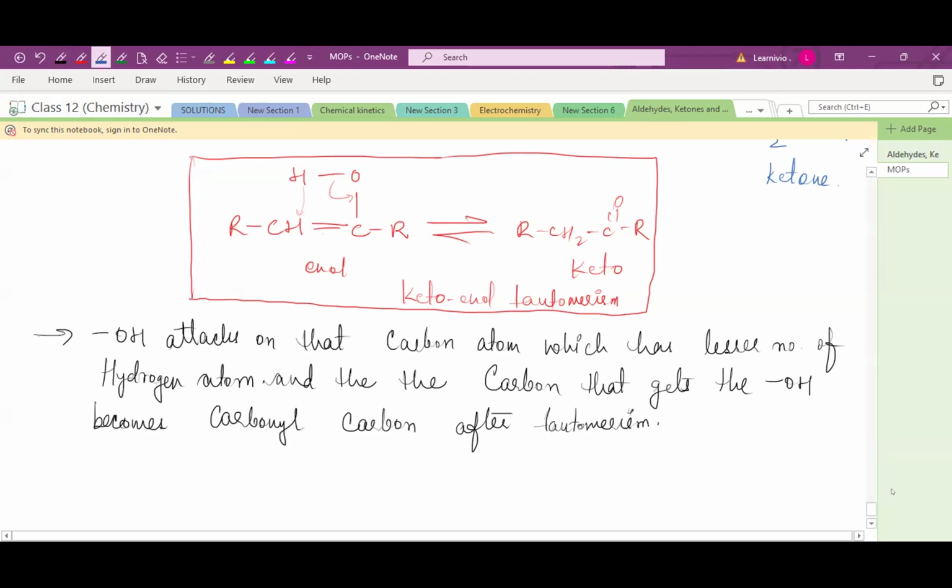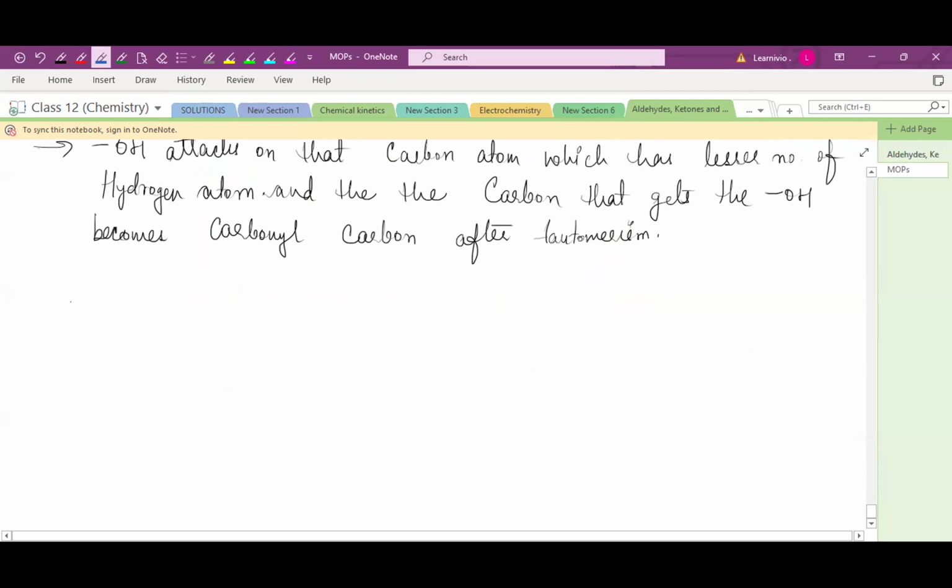Let's do some questions. Suppose we have an unsymmetrical alkyne, CH3, C, triple bond CH. And you are doing the hydration with H2O in the presence of Hg2+. Basically you are using mercuric sulfate, so Hg2+ ion, and in acidic condition. Suppose you are just using H2SO4, sulfuric acid, or HCl, etc. So in the acidic condition, this reaction will occur.